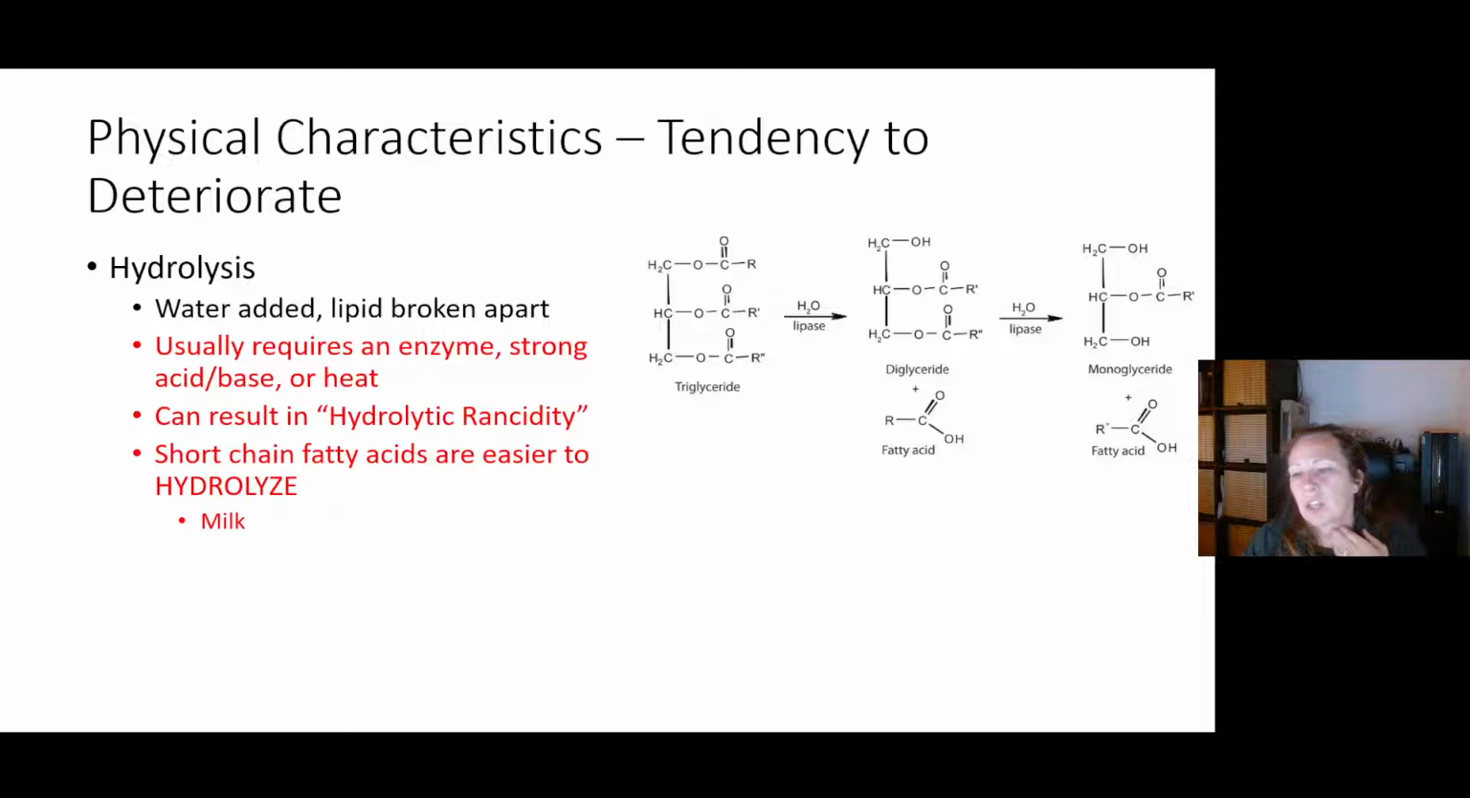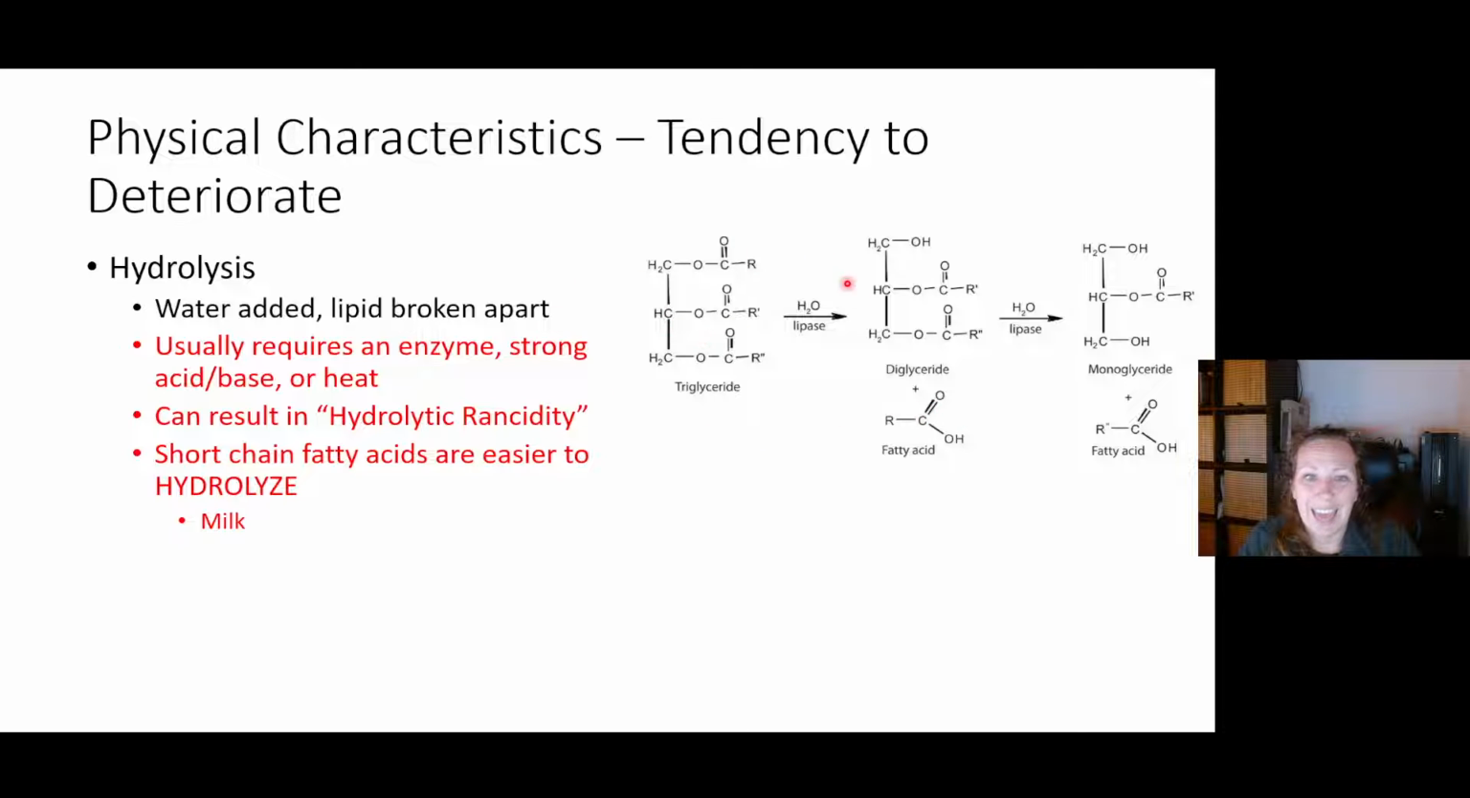So now there's a lot of water in milk, right? And so if you follow the book and it's only water that's needed, well, why isn't milk always sour and gross? Well, because it just doesn't freely hydrolyze all the time. It needs something else. Now, spoilage bacteria have lipases, which is an enzyme that helps with hydrolysis of lipids.